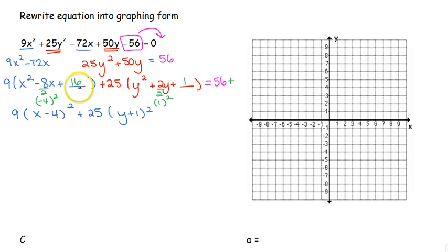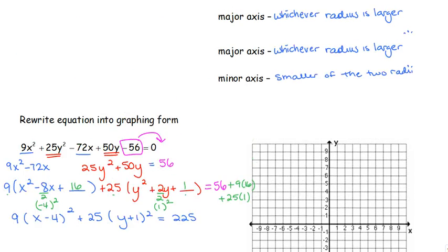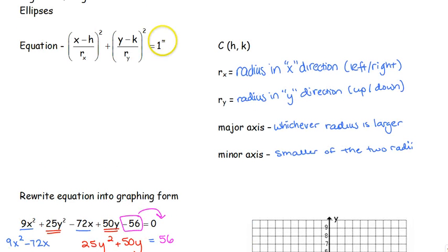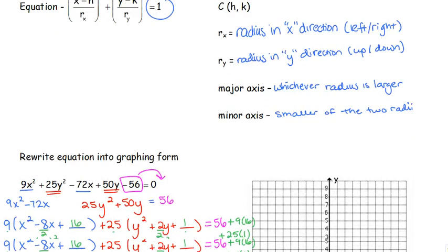Now on the right hand side, we had 9 16s and we had 25 1s. So remember, anything that you add on the left, you've got to add on the right. So we have that set equal to 225. Now if we go back to the equation up above, we notice that an ellipse equation is set equal to 1, right now we have it set equal to 225.